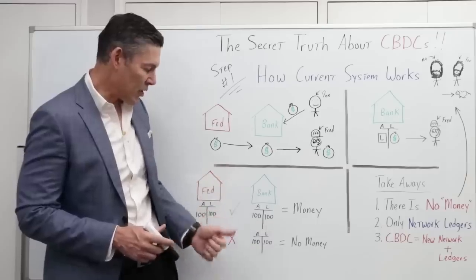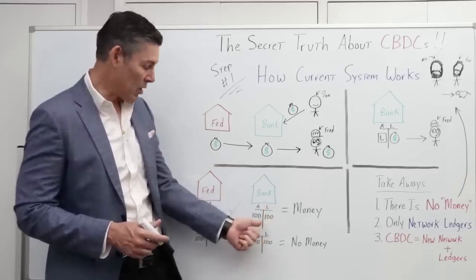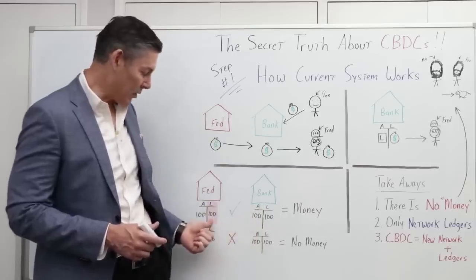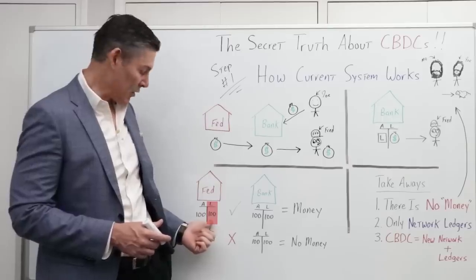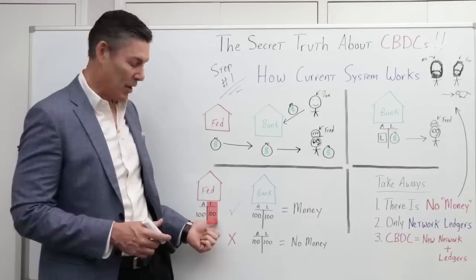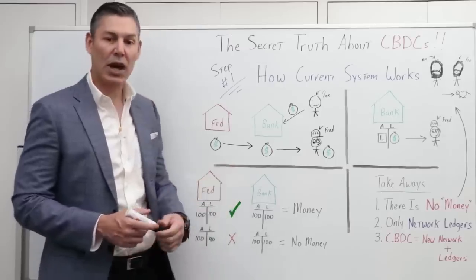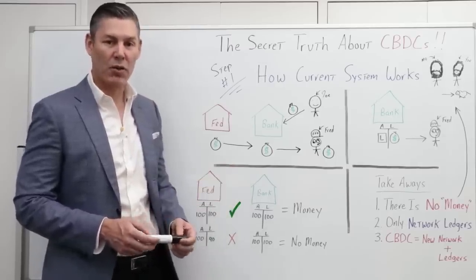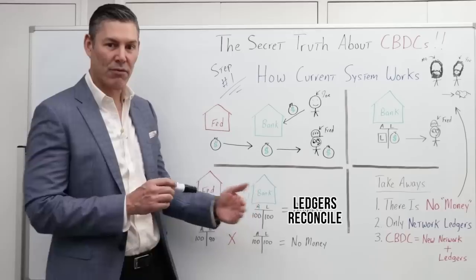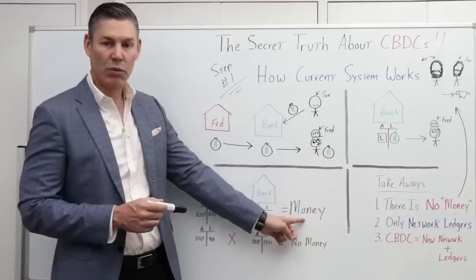So let's just assume on the liability side of the bank, they have 100. Okay. On the asset side, 100. All right. Well, those assets are a liability to the Fed. So if the Fed shows 100 on their liability side, and then they have 100 worth of assets to match up, boom, green check mark. We are all good to go. Now, all of a sudden, because these ledgers reconcile, that means effectively we have money.